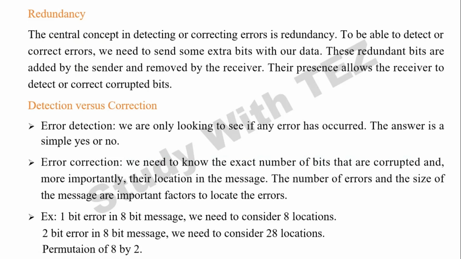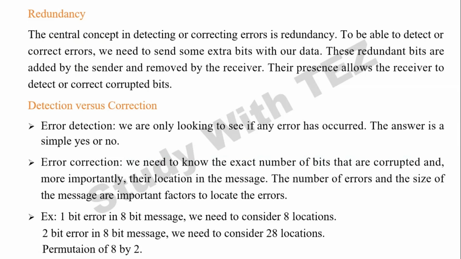So what is error detection, and what is error correction? In error detection, the basic thing we look into is whether the error is there or not. A simple yes or no will do the job. If there is an error, yes. If there is no error, no. Whereas in correction, we have to know the exact number of bits that are corrupted and the locations of those corrupted bits as well.